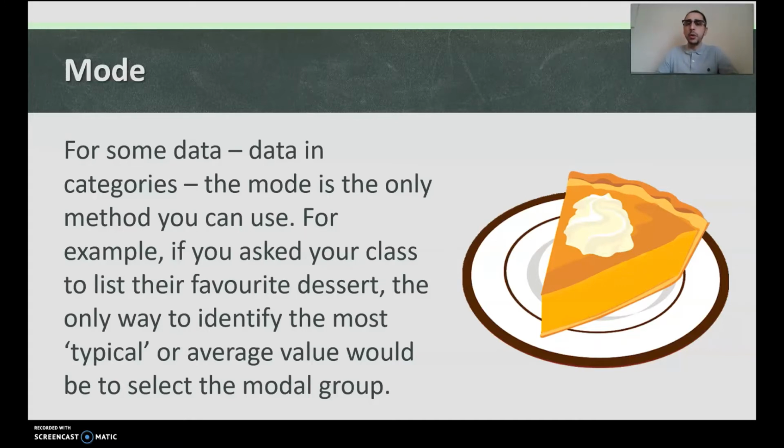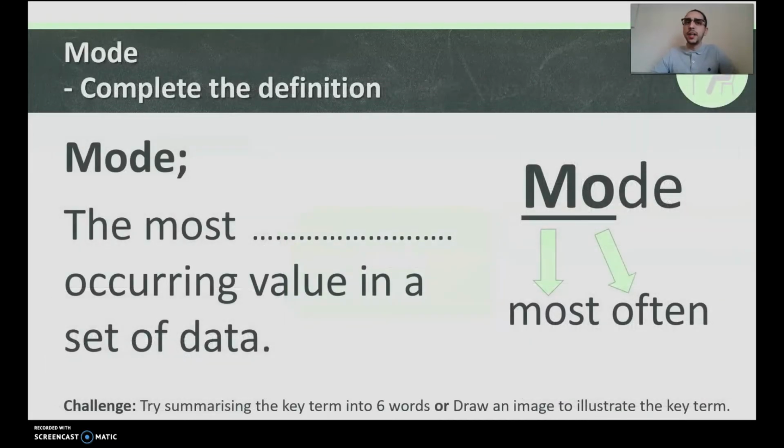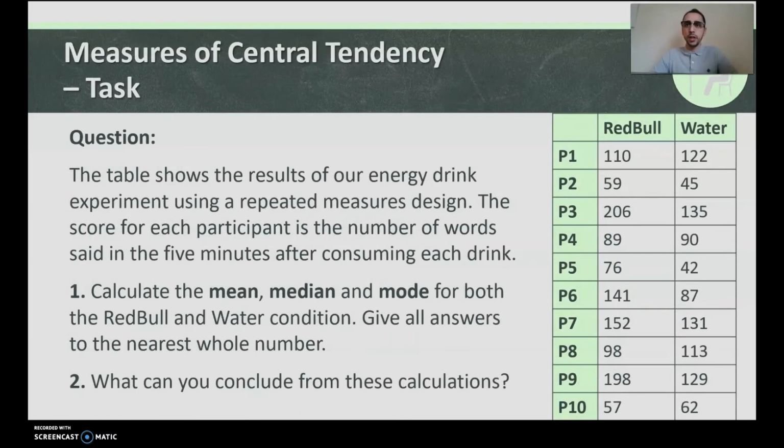We can't do a median because you can't arrange them from smallest to biggest. We're not dealing with numbers. With categories, you could do a mode though, which is the most occurring one. Most people liked cheesecake or whatever. And that's the mode. The most occurring one. Easy, mode. How do we define it? The mode is the most frequently occurring value in a set of data. Right, let's have a look at a question now.